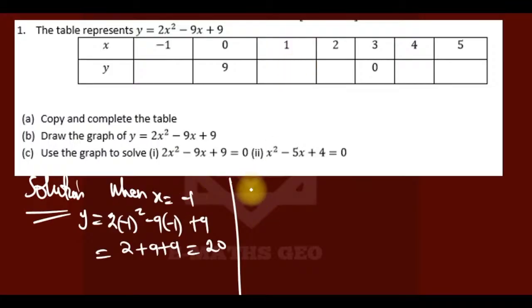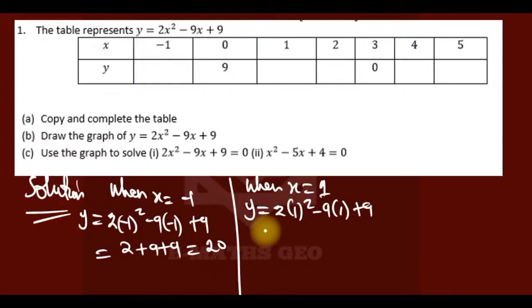Let's check for 1. When x is 1, y is 2 times 1 squared minus 9 times 1 plus 9. So this is 2, but minus 9 plus 9 is 0.